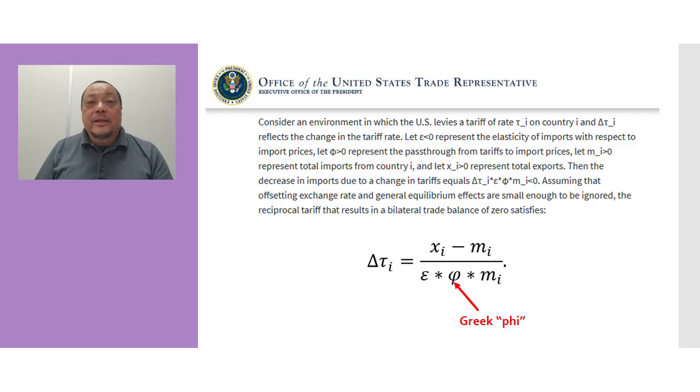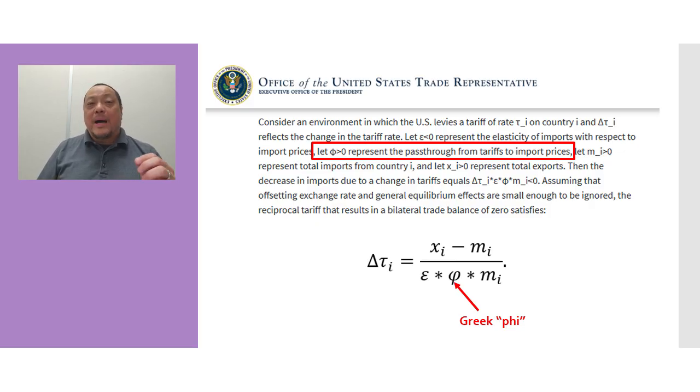This is the Greek letter phi or phi. Different people pronounce it differently. It's like our letter PH or F. According to this memo, it represents pass-through from tariffs to import prices, meaning if tariff goes up by $100, then how much will the import prices change?